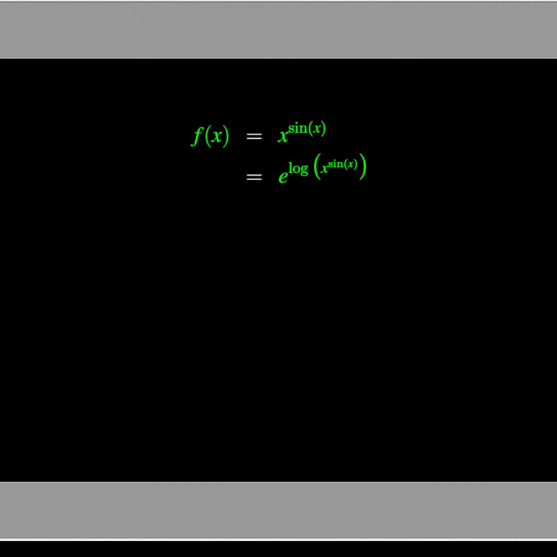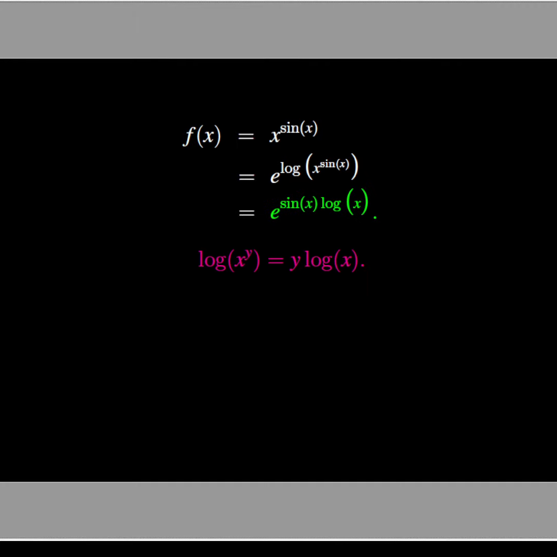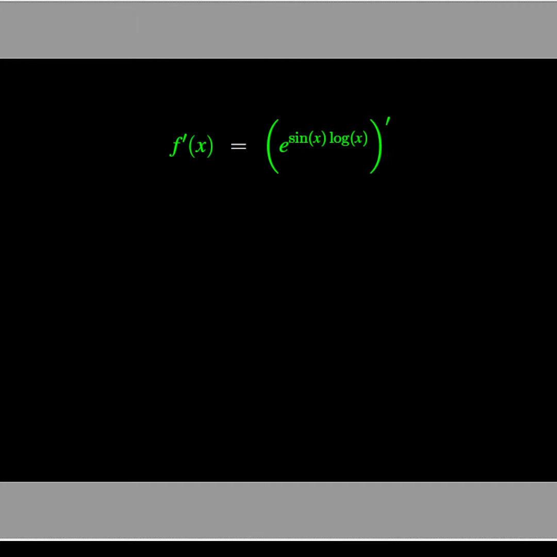Then, we express f of x as the exponential of the logarithm of x to the power sine of x. Using the properties of the exponential and the logarithm, observe that f of x equals the exponential of sine of x times the logarithm of x. As a matter of fact, we are using the fact that the logarithm of x to the power y is equal to y times the logarithm of x. Now, we can take the derivative of both sides and use the chain rule.